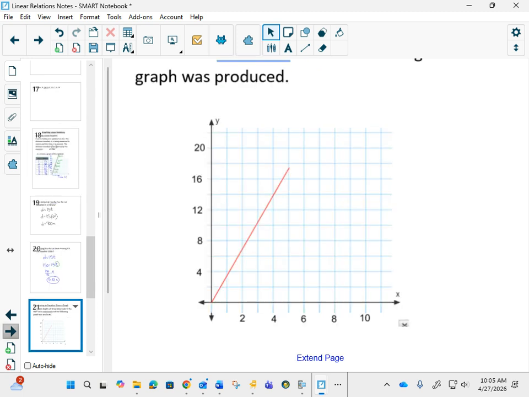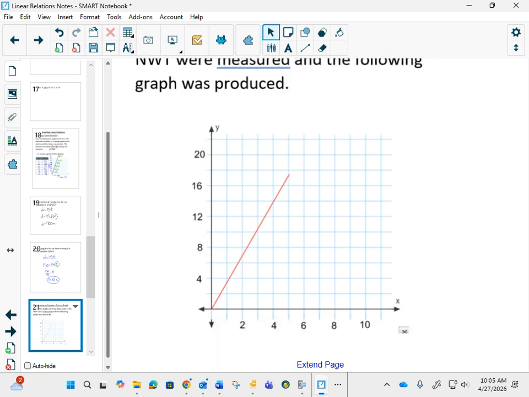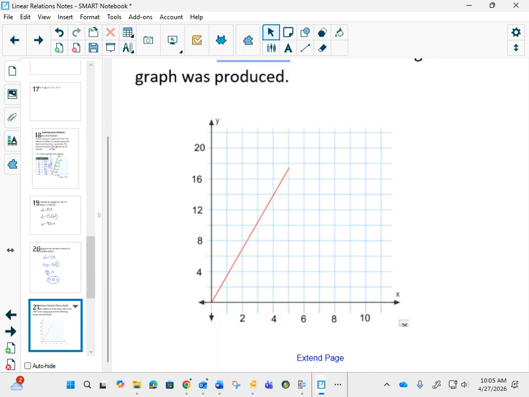Okay, here we go. Next question. Determine the equation given the graph. The water depths at Great Slave Lake in Northwest Territories were measured and the following graph was produced.